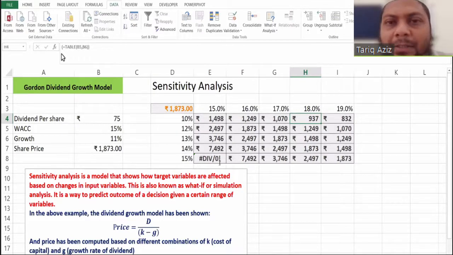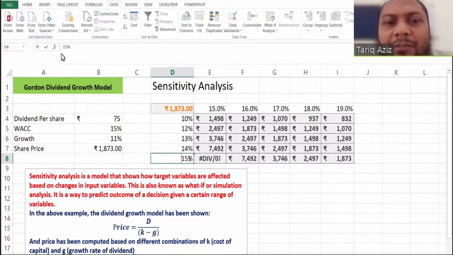So can anybody tell me what this is? Is anyone aware of this? The K and G are equal in the denominator, so that's why it is 0. Okay, Aditya, you are right. Since the denominator is 0, because K is 15 and growth rate is also 15, 15 minus 15 will be 0. We cannot divide a figure by 0, that is why it is showing an error. This is a divide by 0 error.